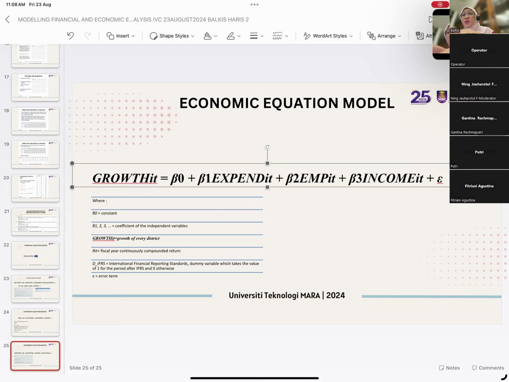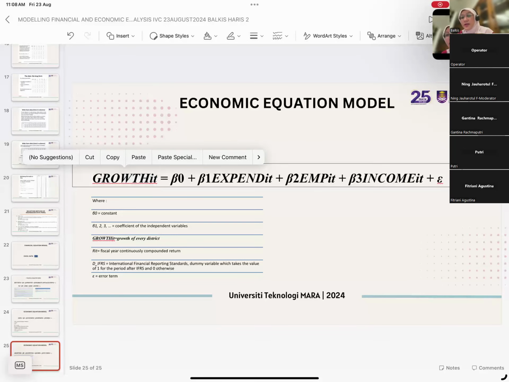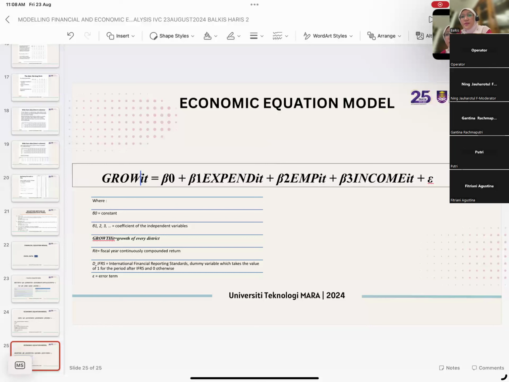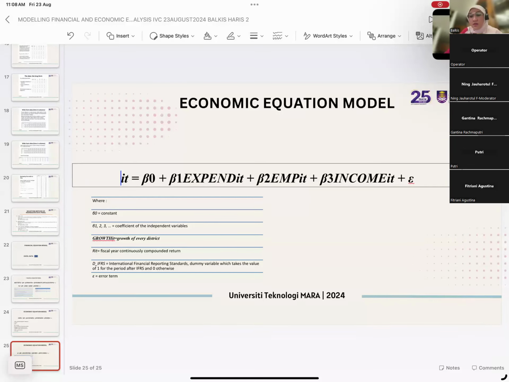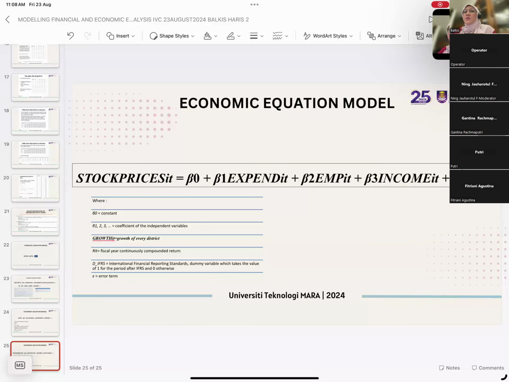But when you include, let's say, here, I change it. Instead of growth, you look at the stock prices. You can choose stock prices for all companies listed at Bursa, or you look at the average.